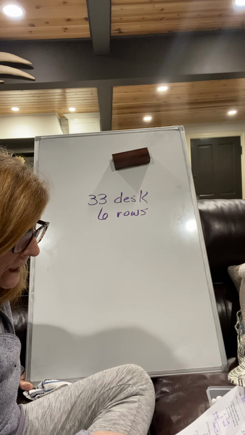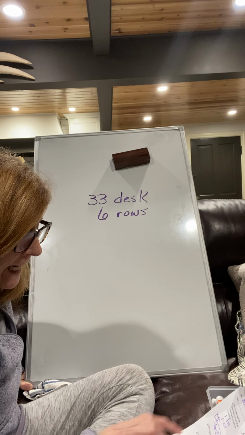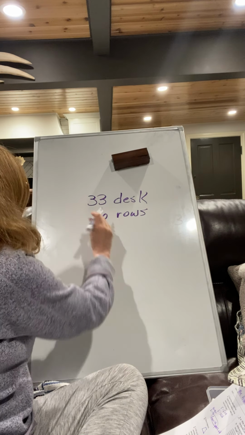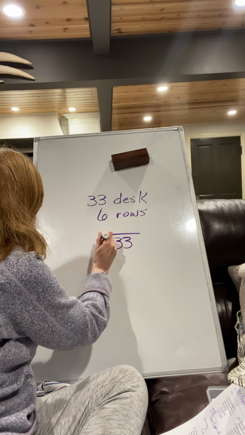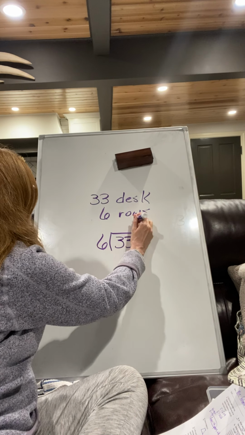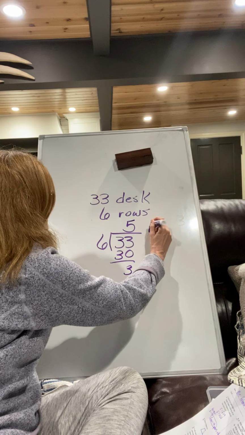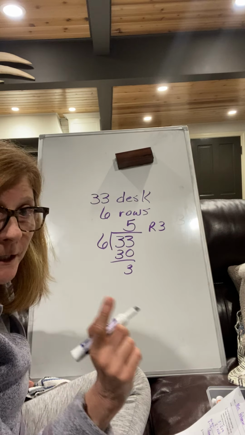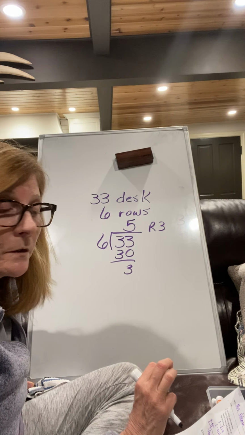A, how many rows had exactly 5 desks? Okay, so I'm going to divide by the rows. I'm going to take the 33 desks and divide by the number of rows I have, and I will get 5 with a remainder of 3. Now, the question is, how many rows?